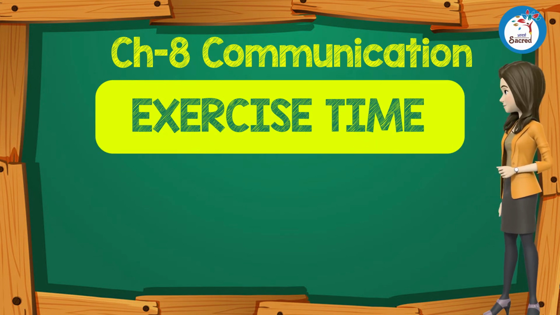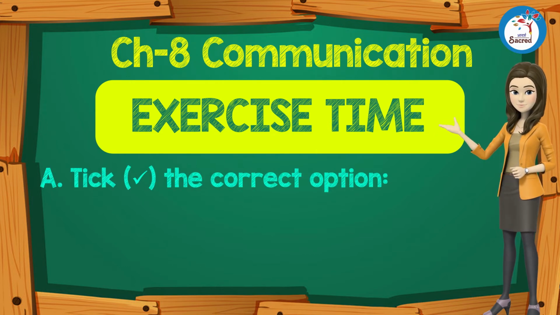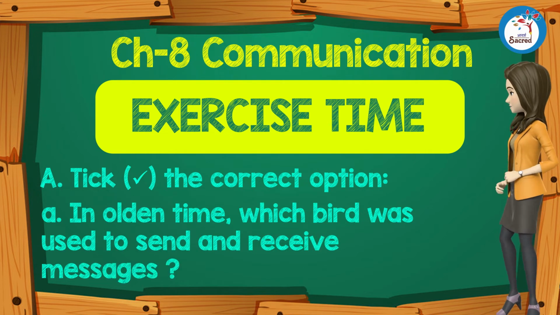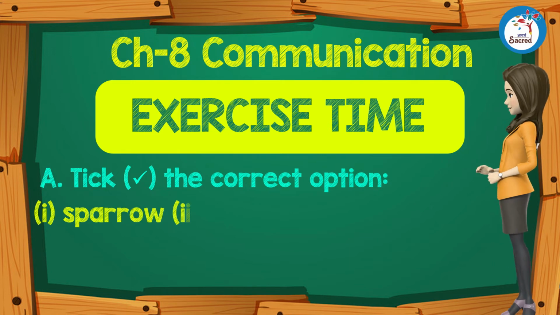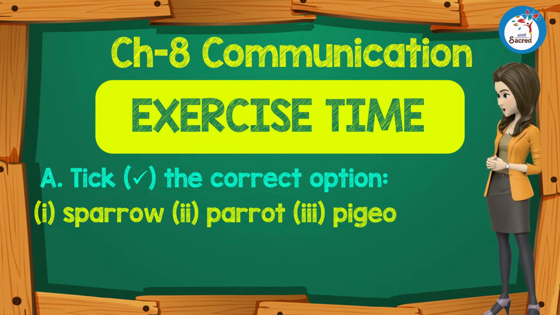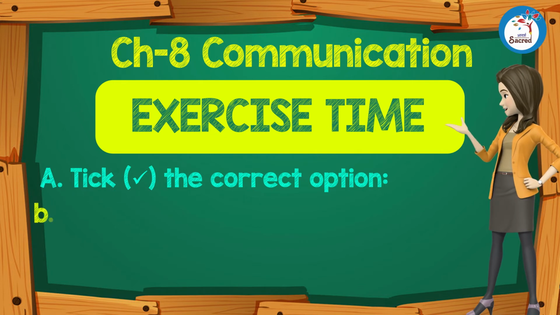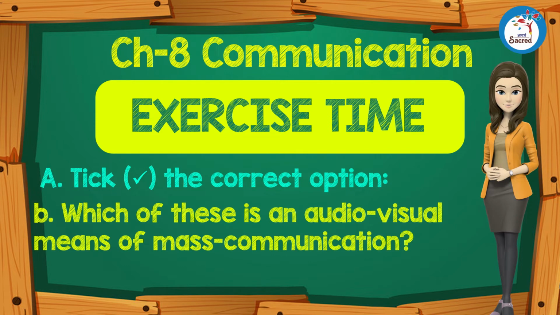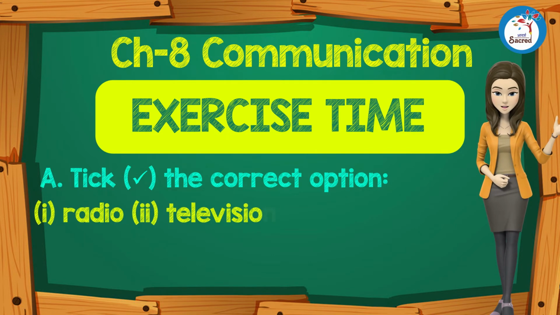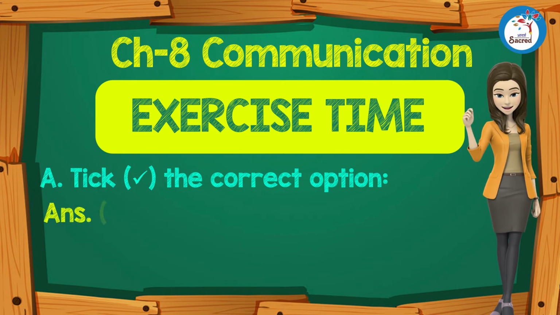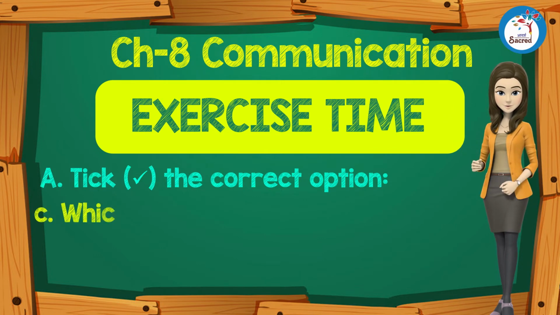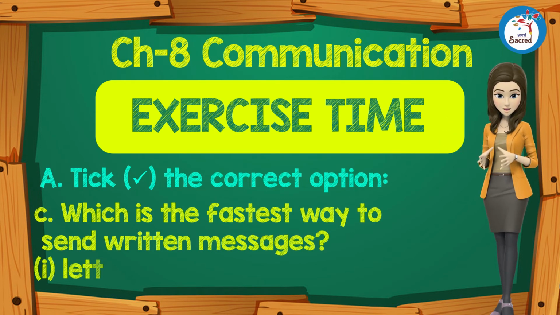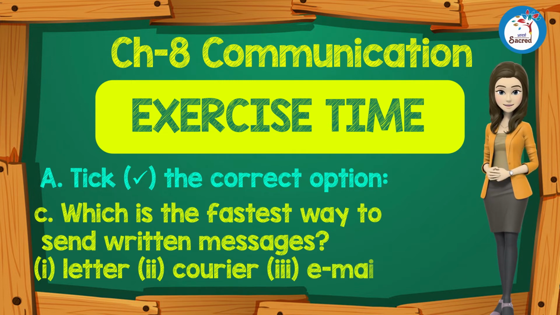Exercise time. A. Take the correct option. A. In olden times, which bird was used to send and receive messages? First, sparrow. Second, parrot. Third, pigeon. Answer, pigeon. B. Which of these is an audio-visual means of mass communication? First, radio. Second, television. Third, newspaper. Answer, television. C. Which is the fastest way to send written messages? First, letter. Second, courier. Third, email.